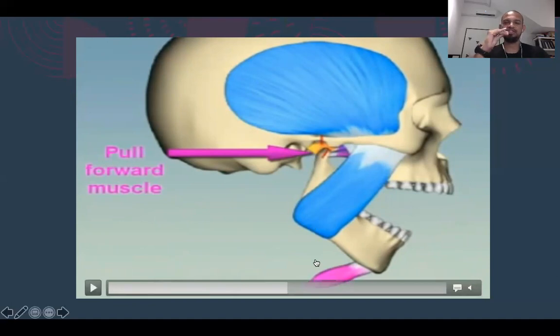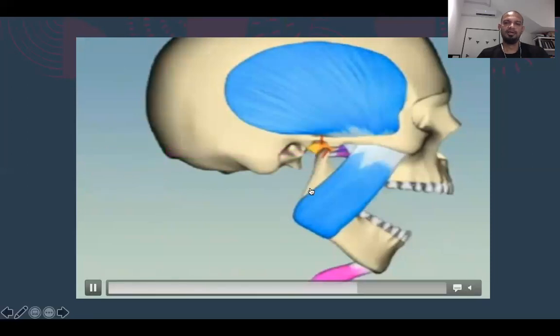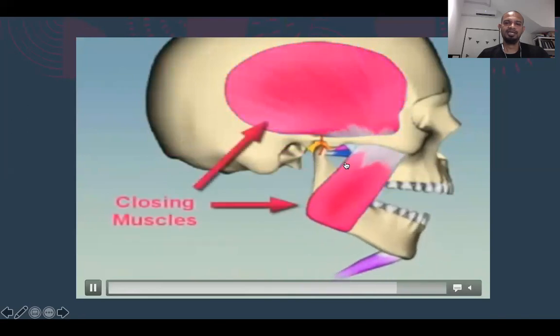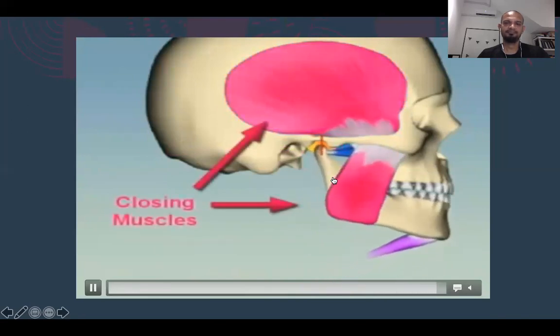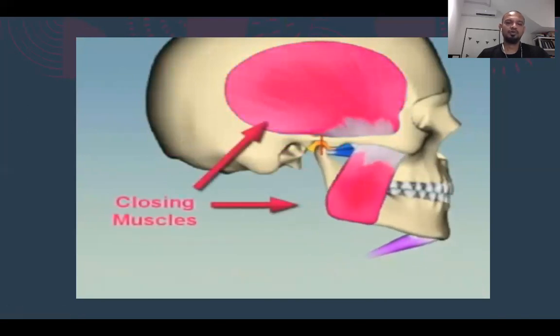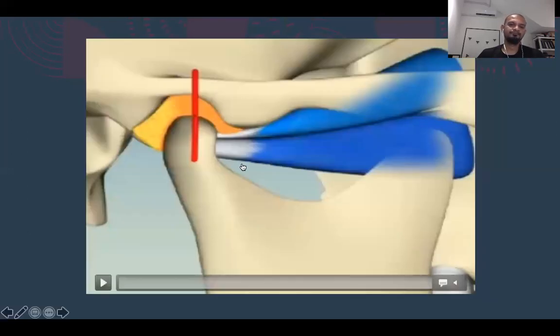All right, now let's look closer into the joint. Okay, now we can see the condyle there, the mandibular condyle. You have the mandibular fossa of the temporal region. And then you have the disc.